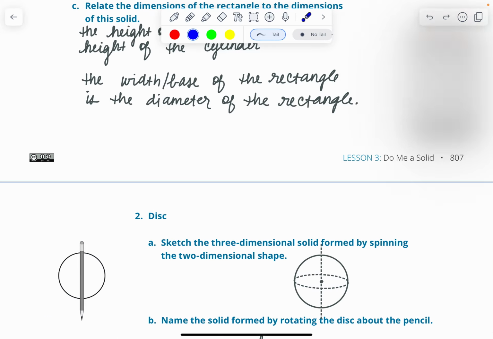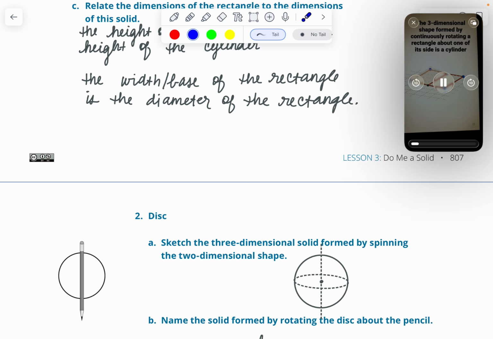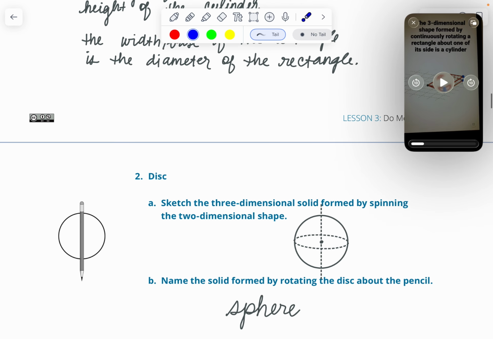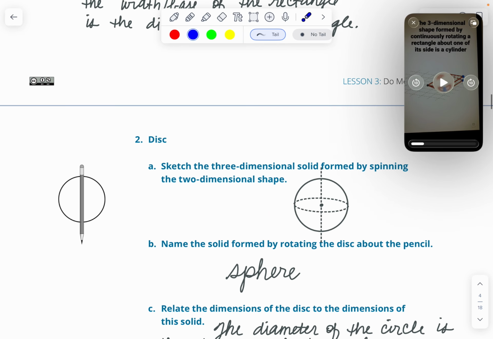As you can see, rotating a circle should create a sphere. You can draw a sphere by drawing a circle and then drawing an oval that goes through the middle of it like that. Name the solid formed by rotating the disc around the pencil. We call that a sphere, which is just a ball. All right, relate the dimensions. So the diameter of the circle should equal the diameter of the sphere. Same thing for radius.